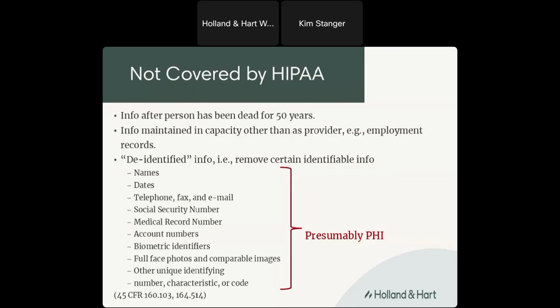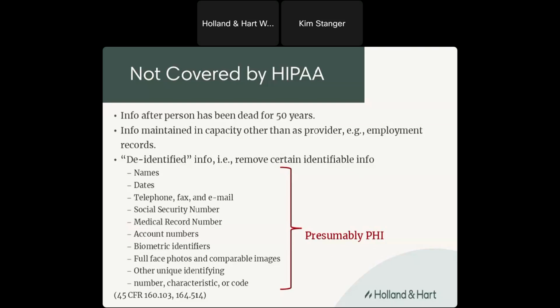But what is not covered information? Well, information after the person's been dead for 50 years is no longer protected by HIPAA. Information that you maintain in a capacity other than as a healthcare provider or a health plan is not protected by HIPAA. So even though maybe you're a hospital, you may maintain a whole bunch of employee health records for your own employees, but those are for employment purposes, not in your capacity as a healthcare provider, and therefore those employment records per se are not covered by HIPAA.